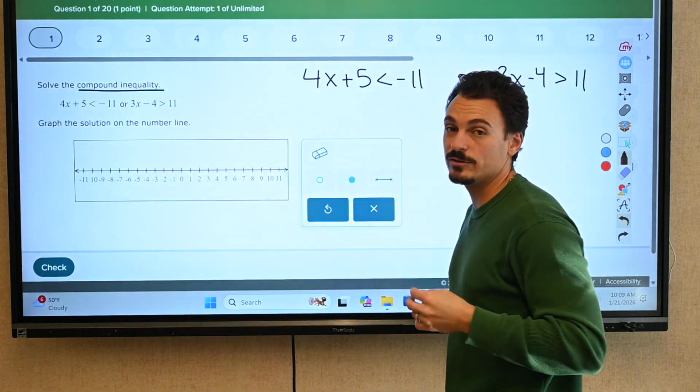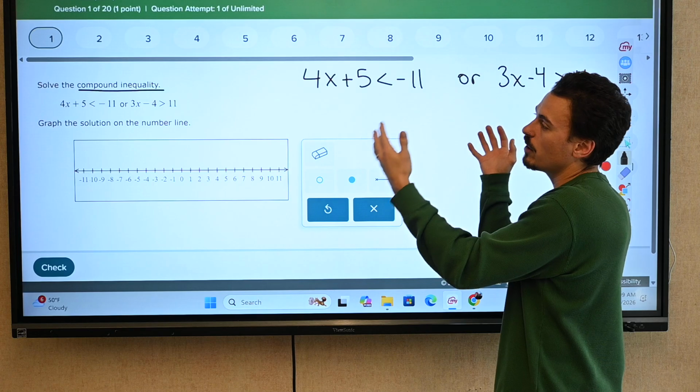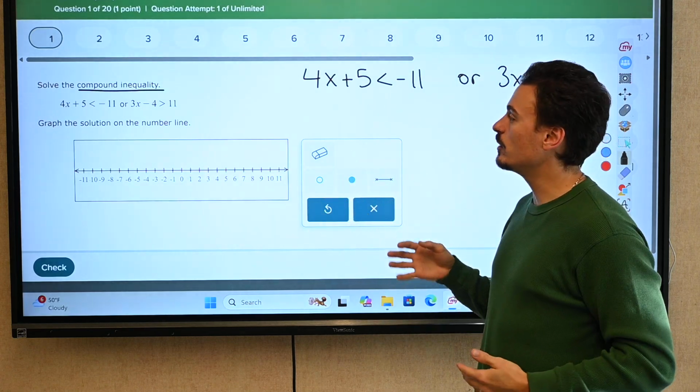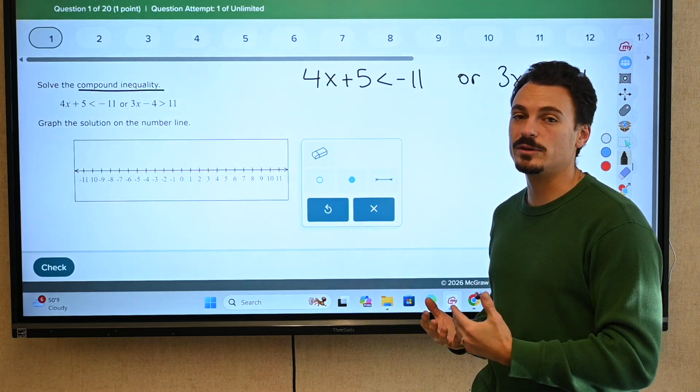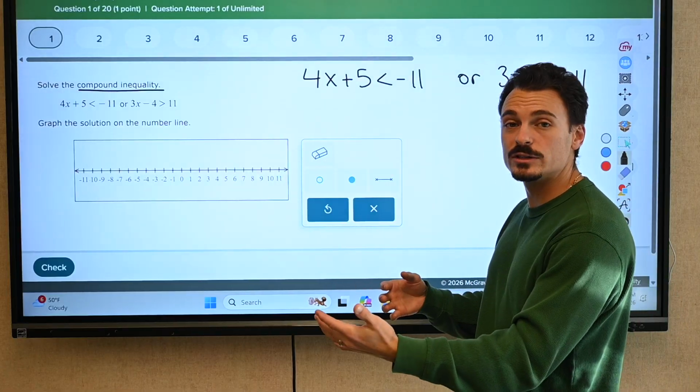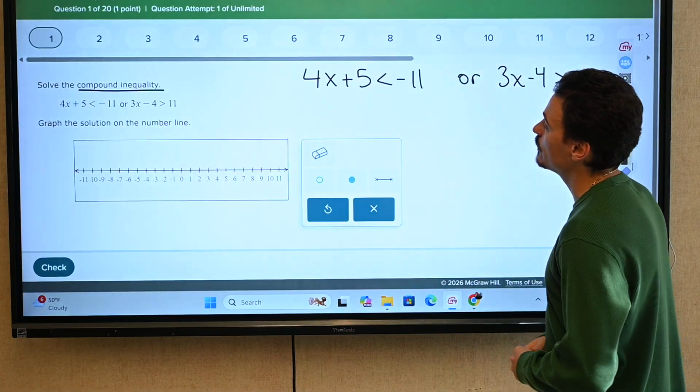Okay, which means we have 2 inequalities, and those 2 inequalities are split up by a statement. So either an or statement or an and statement. We talked about that in class, so go back to the notes if you're confused about that. The notes are on Google Classroom.